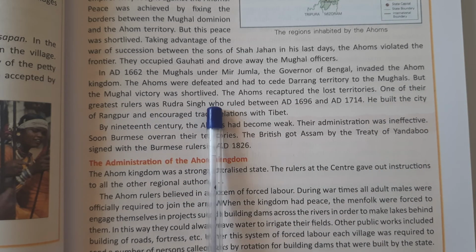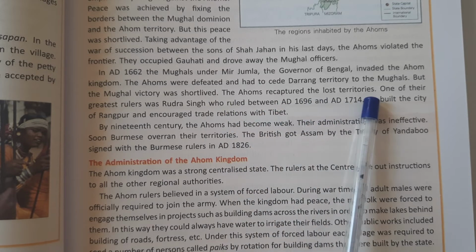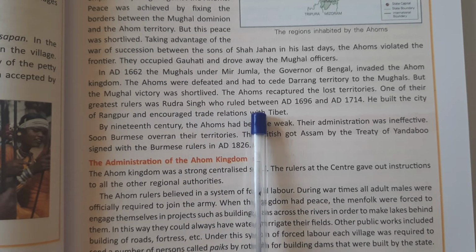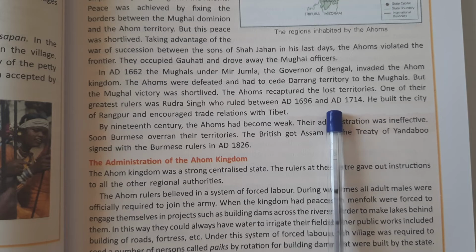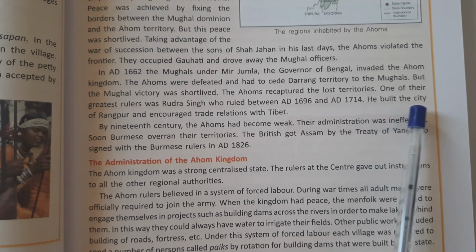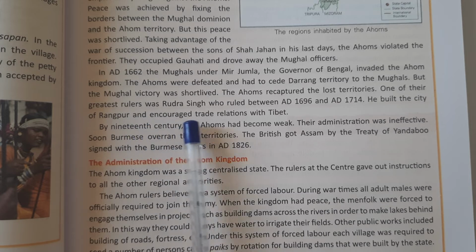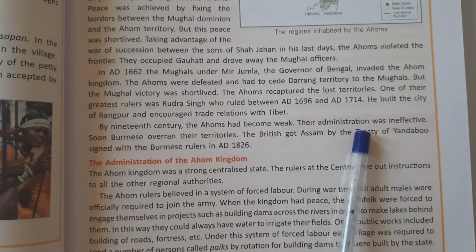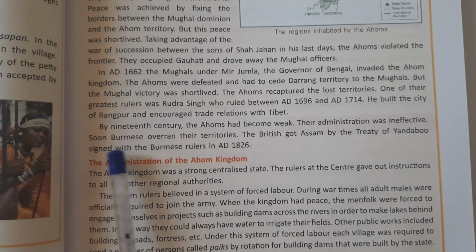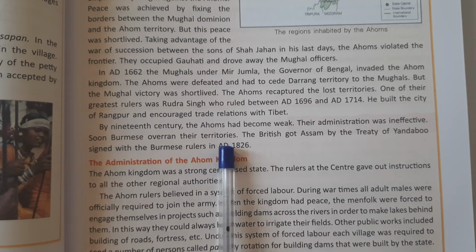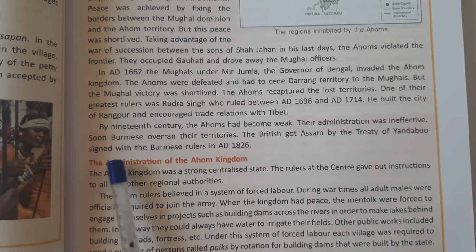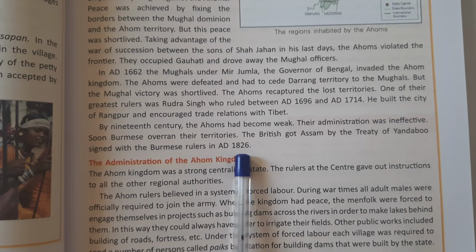But the Mughal victory was short lived. The Ahoms recaptured the lost territories. One of their greatest rulers was Rudra Singh, who ruled between AD 1696 and AD 1714. He built the city of Rangpur and encouraged trade relations with Tibet. By 19th century, the Ahoms had become weak. Their administration was ineffective. Soon Burmese overran their territories. The British got Assam by the Treaty of Yandabu signed with the Burmese rulers in AD 1826.